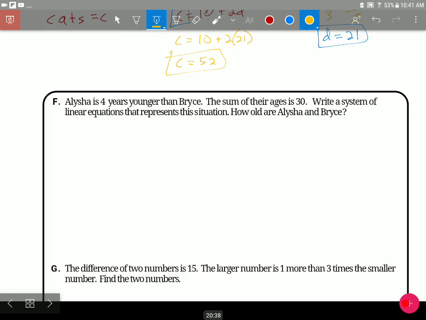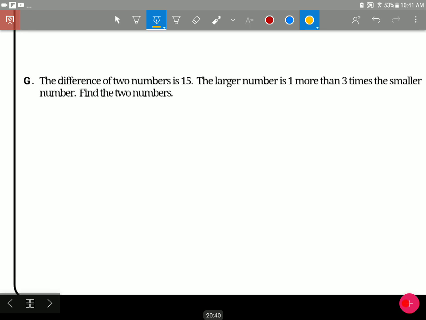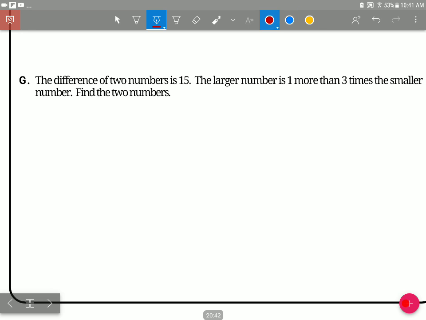Let's do letter G. All right, and again, I just want you to set this up. So the difference of two numbers is 15. The larger number is one more than 3 times the smaller number. Find the two numbers. So we have two numbers here. How does the problem describe those two numbers? One is this number and one is the other number. How do they describe them?